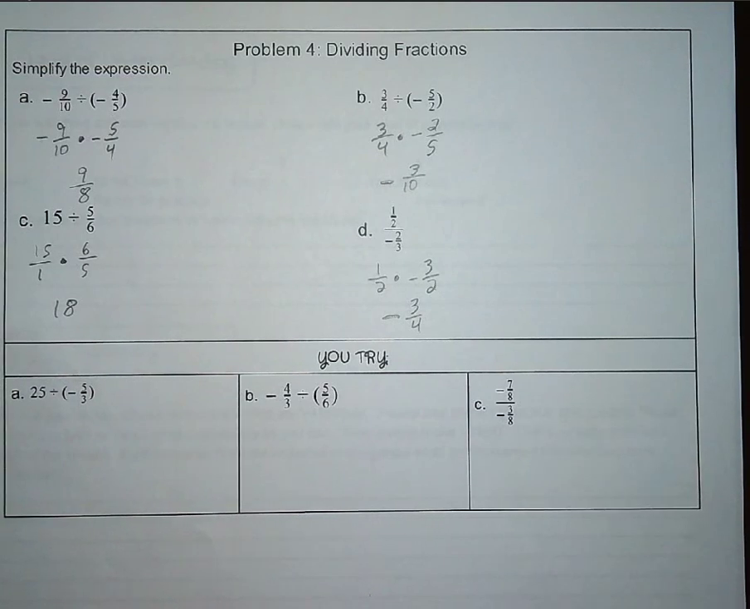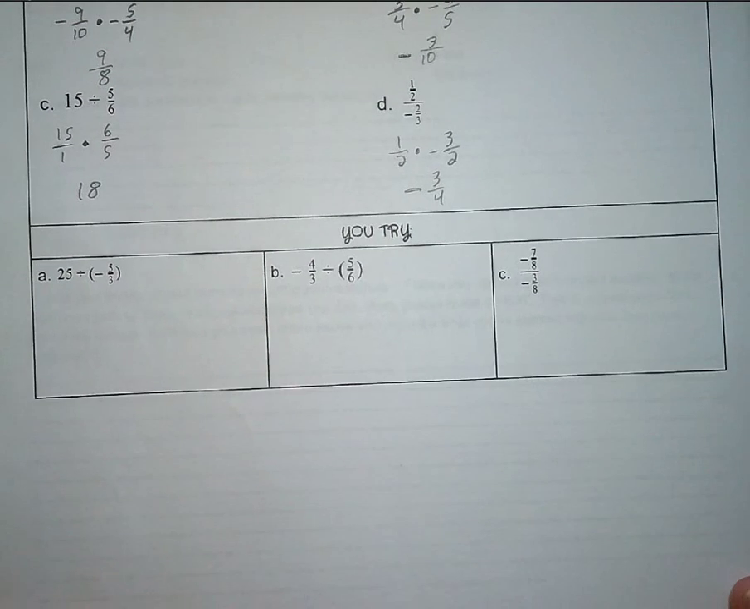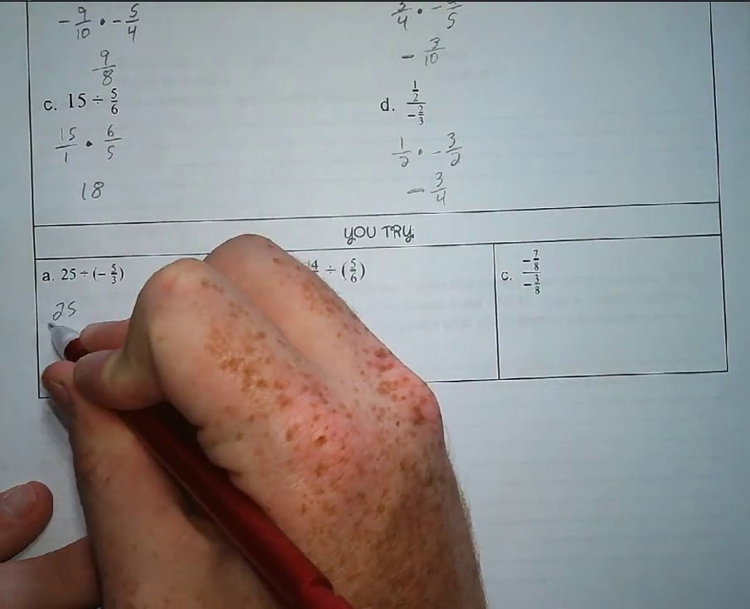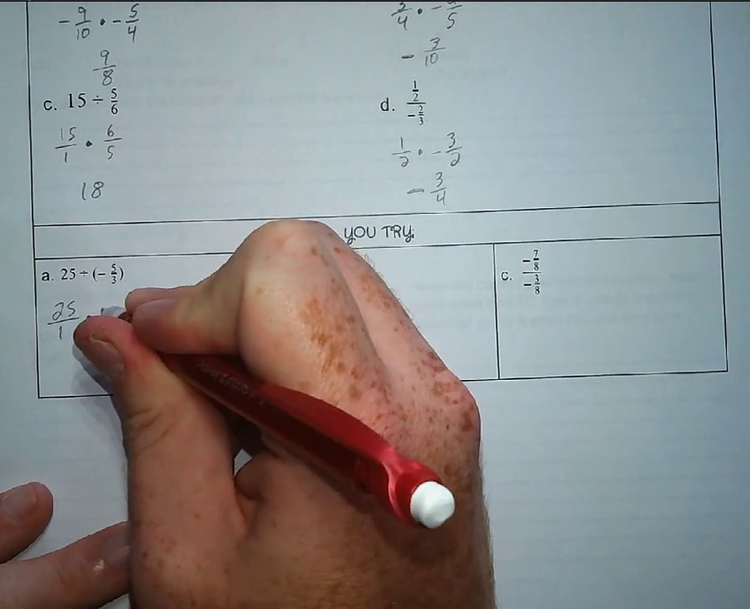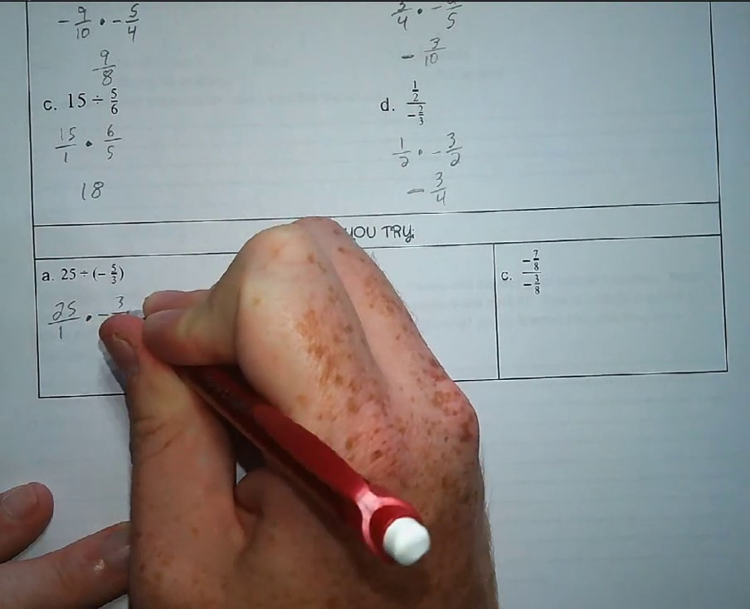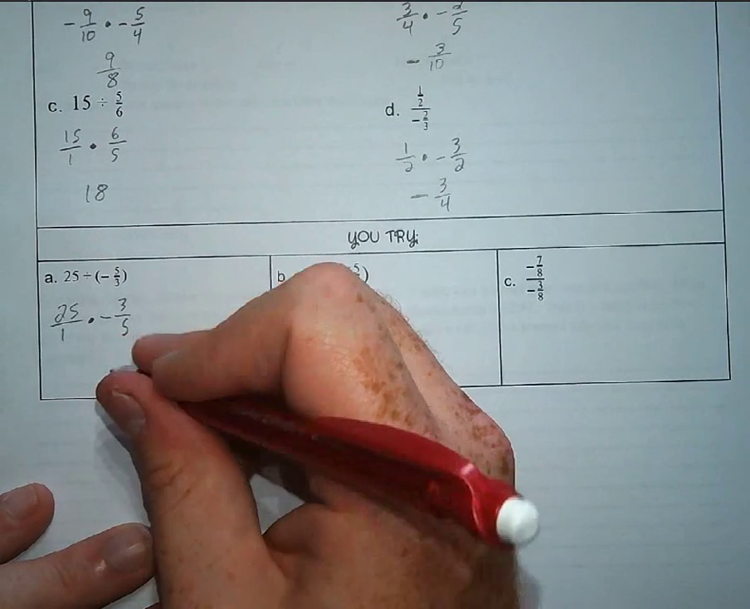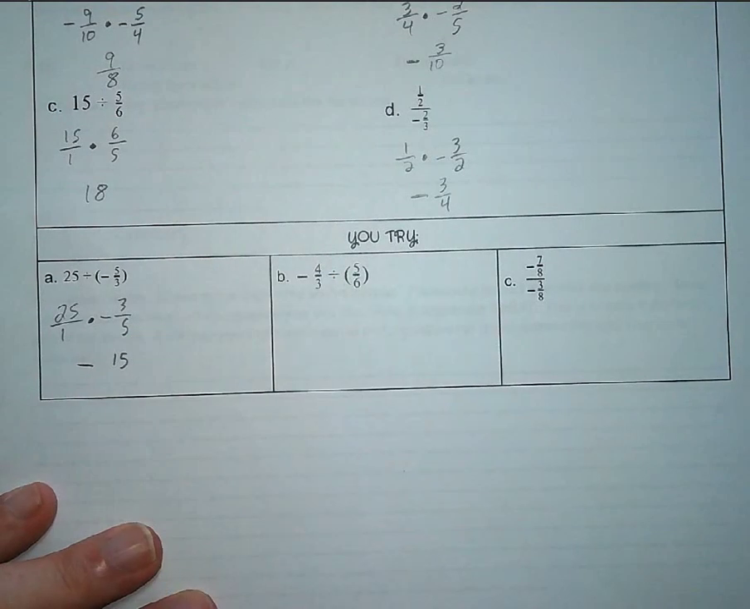All right, why don't you guys try these last three examples, and we will go over them. So we keep it as 25 over 1, change to multiplication, flip the fraction. So we end up with a negative 15.